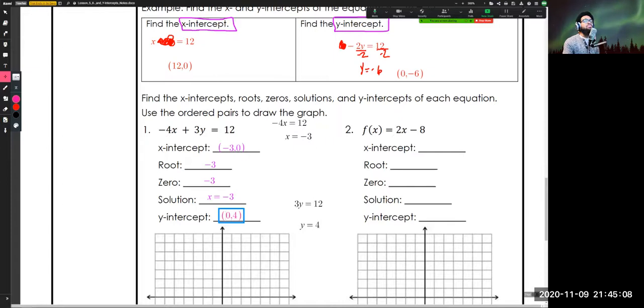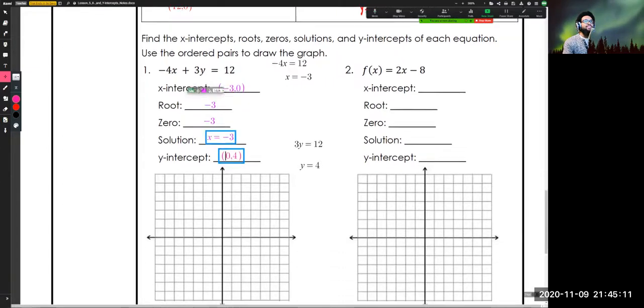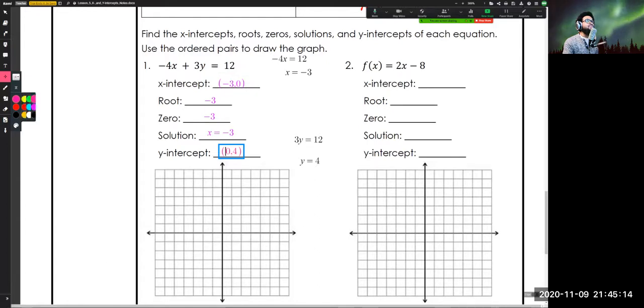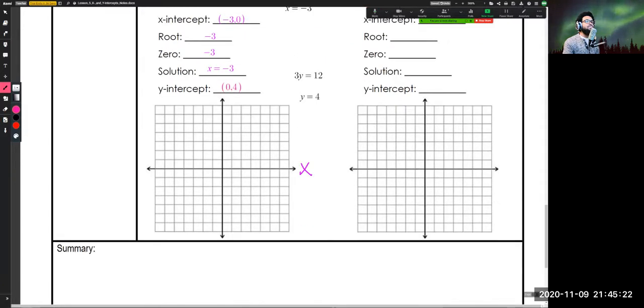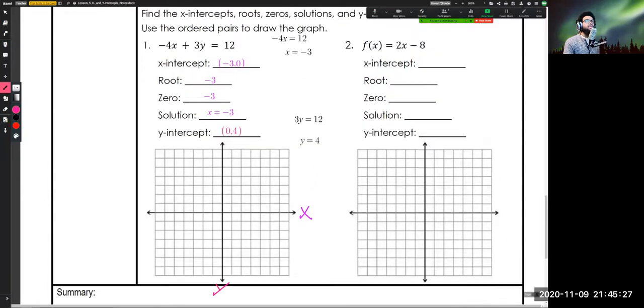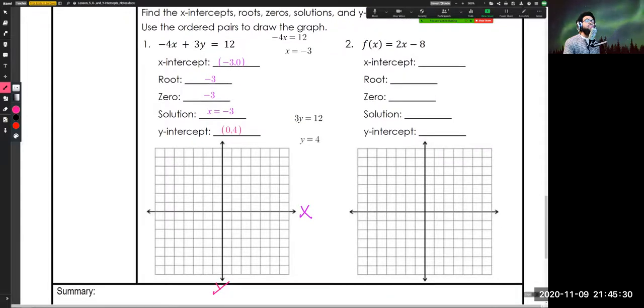Now it says use the ordered pairs to draw the graph, okay? So here's one ordered pair, negative 3, 0. Let me go ahead and color that. And so this is my x-axis. This is my y-axis. I'm going to put it on the bottom. So negative 3, 0 is on my x-axis. So I'm going to go to negative 3, 0. 1, 2, 3. That's right here. And then I go to 4, 0 for my y-axis. I mean, not 4, 0. 0, 4. Okay, you want to be careful when you go to plot these because it's really easy to make a mistake with that.